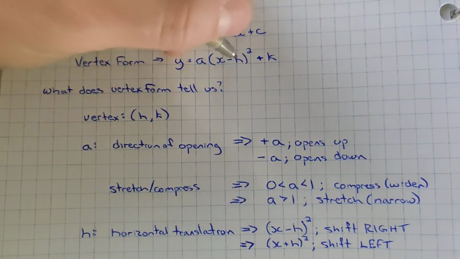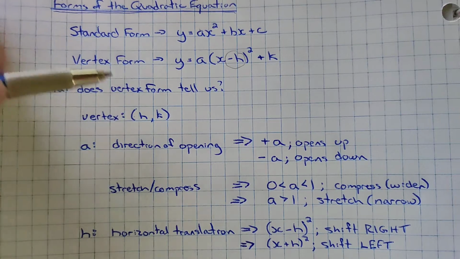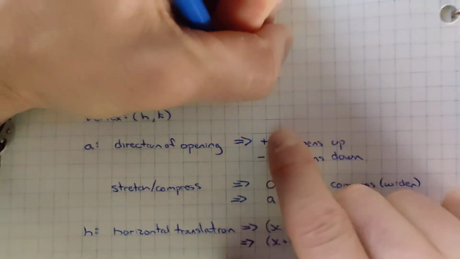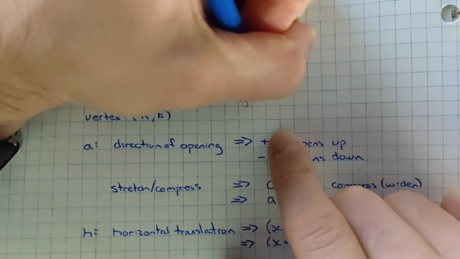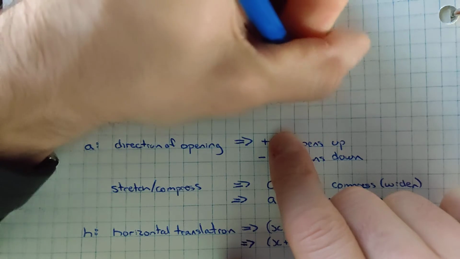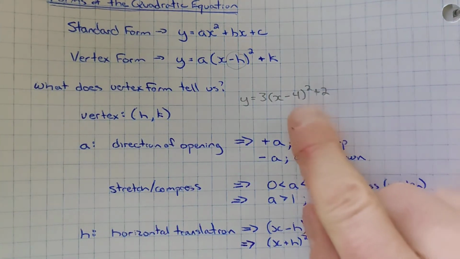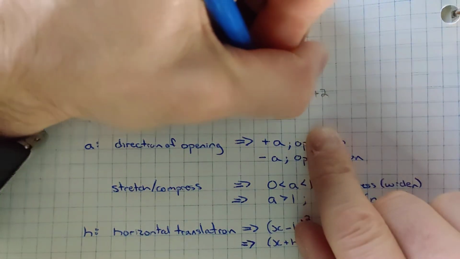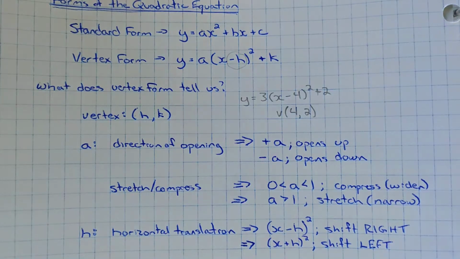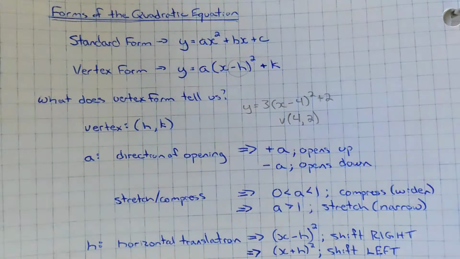Notice that I have a negative h here. This is not negative h. So whatever the h value is here, this is opposite. So for example, if I had y equals 3 times x minus 4 squared plus 2, then the vertex would be positive 4 and 2. The number in the brackets with the x flips to its opposite sign.